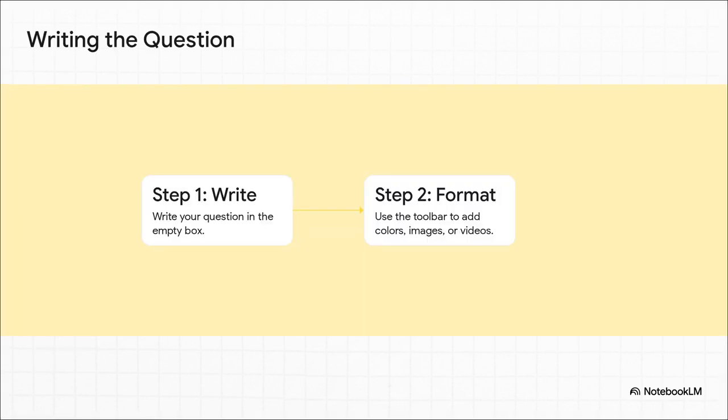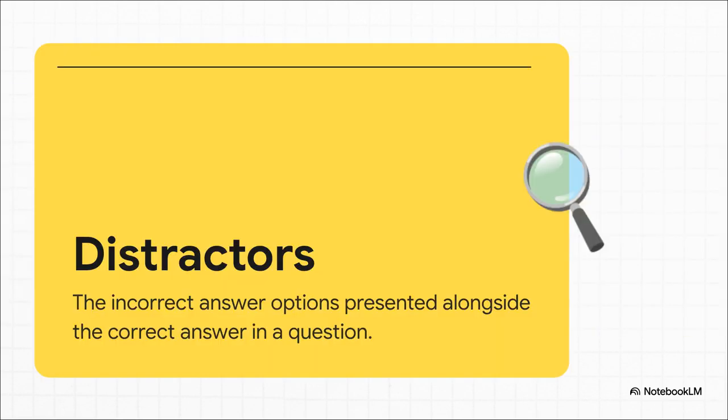Building the question is basically a 2-step process. First, you write the question itself. But don't stop there. That formatting toolbar is where you can make it visually pop. Think about adding some color for emphasis, or maybe even embedding an image or a short video to make the question way more dynamic. Okay, here's a term that separates a good quiz from a great one: distractors.